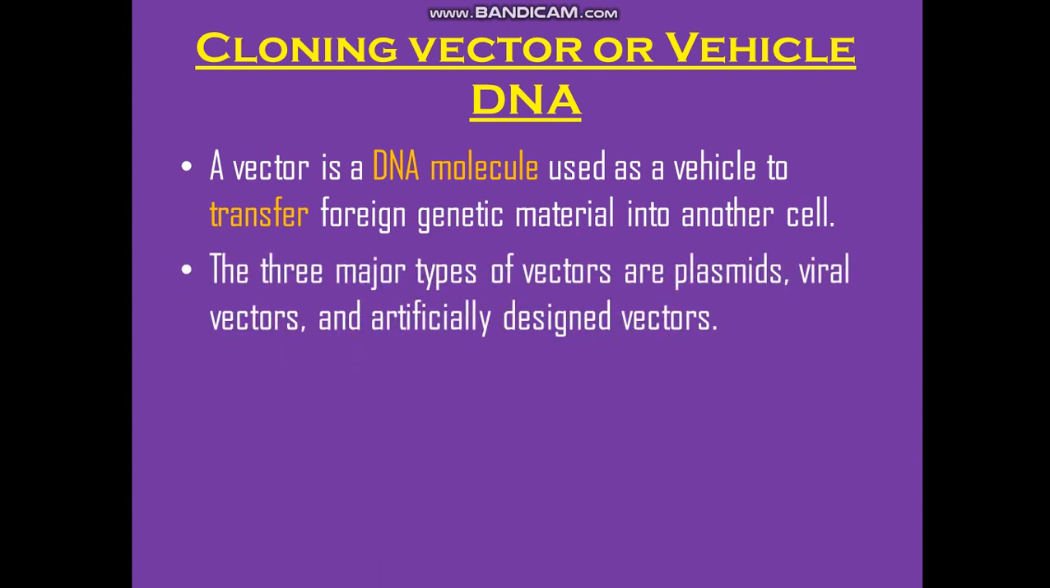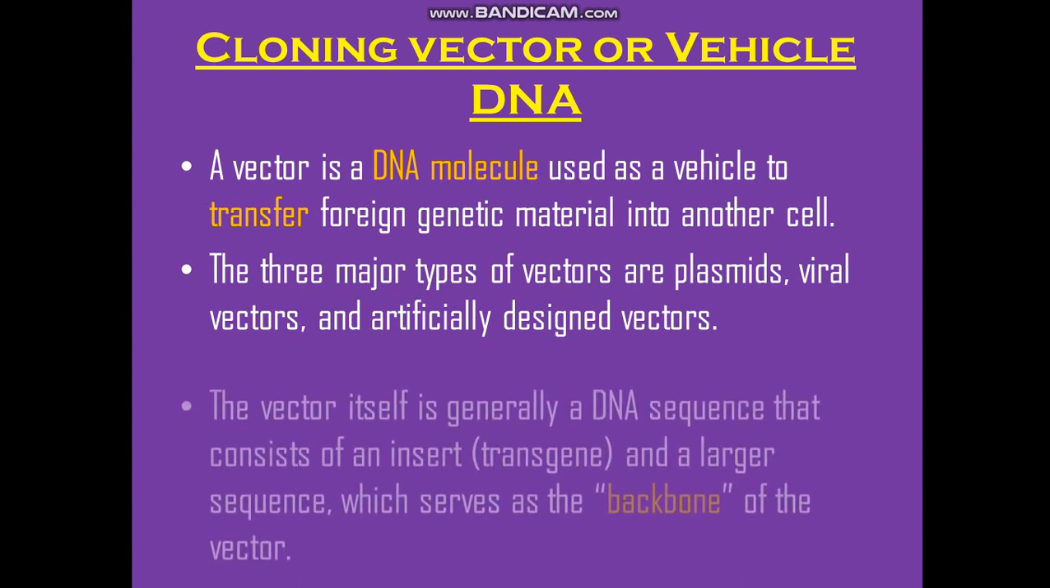There are three major types of vectors: plasmid vector, which is naturally occurring, viral vector, which is again naturally occurring, and the third category, artificially designed vectors. These are generated by some technology. They are generated in the laboratory by incorporating certain things and circularizing a DNA so that it acts as a carrier of the DNA of interest.